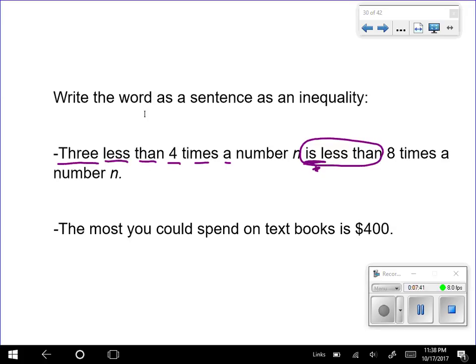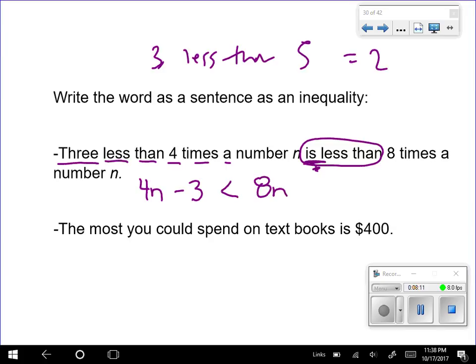Remember, if I asked you what 3 less than 5 was, you would tell me 2, because you did 5 minus 3. So we have to do 4 times the number n, 4n, minus 3. It says is less than, makes it easy, less than 8 times the number n. So 8n. So again, here's your number 4, write that down.